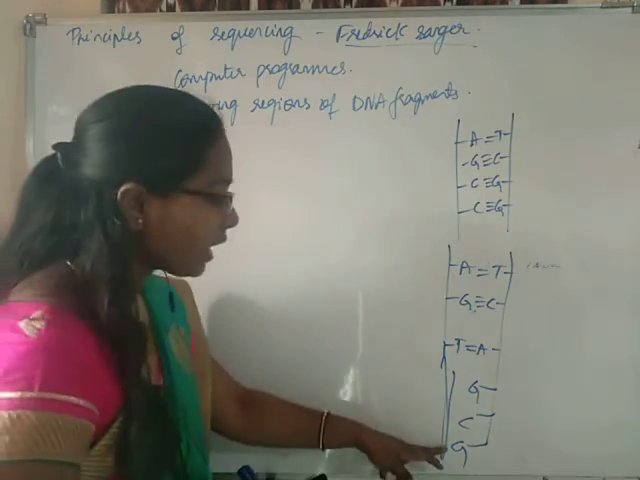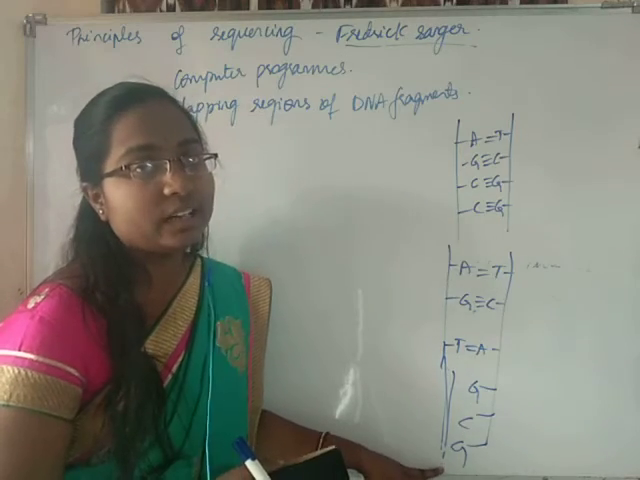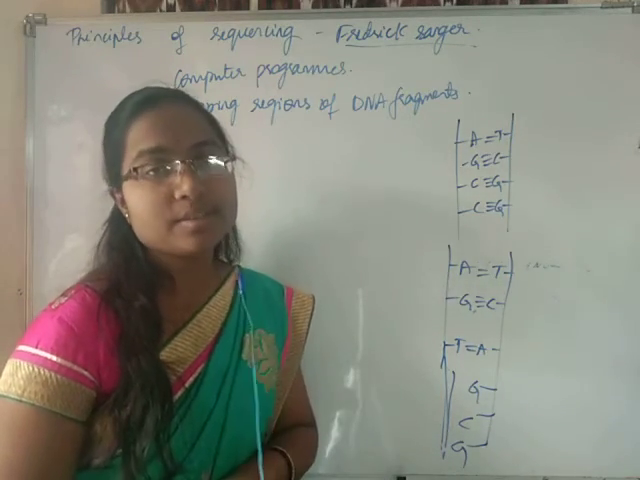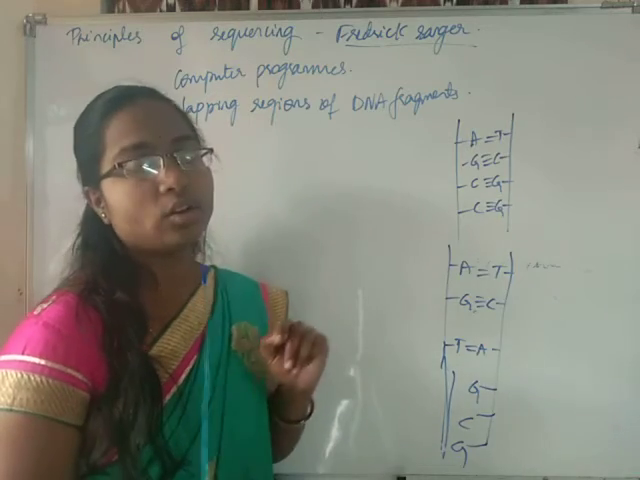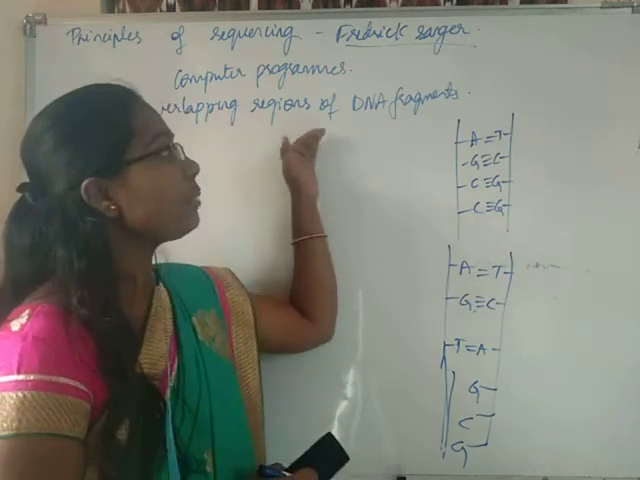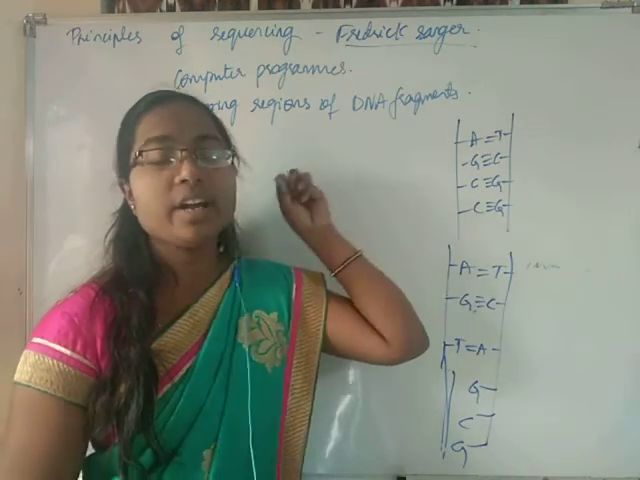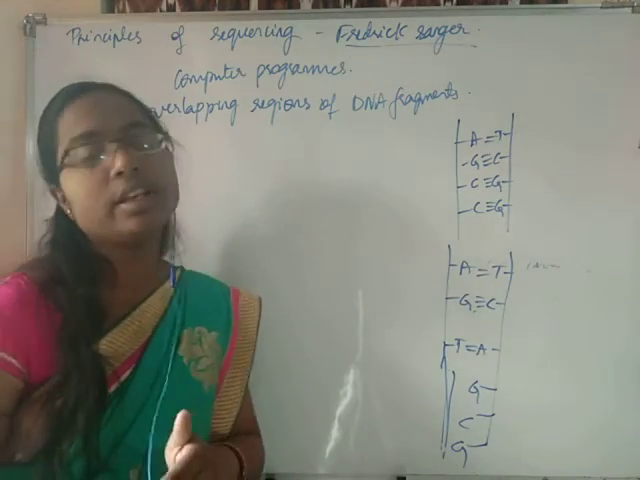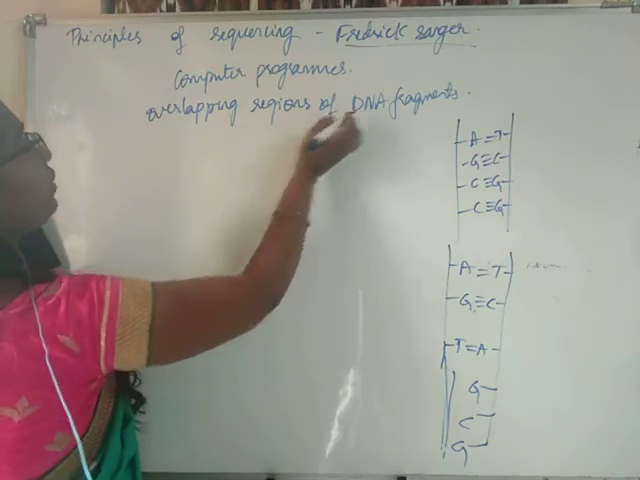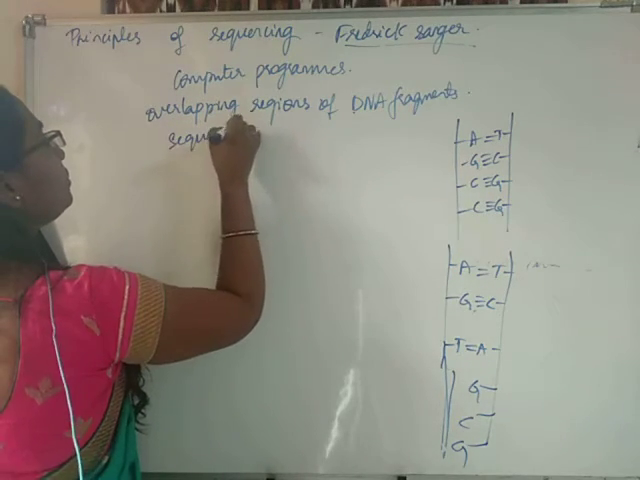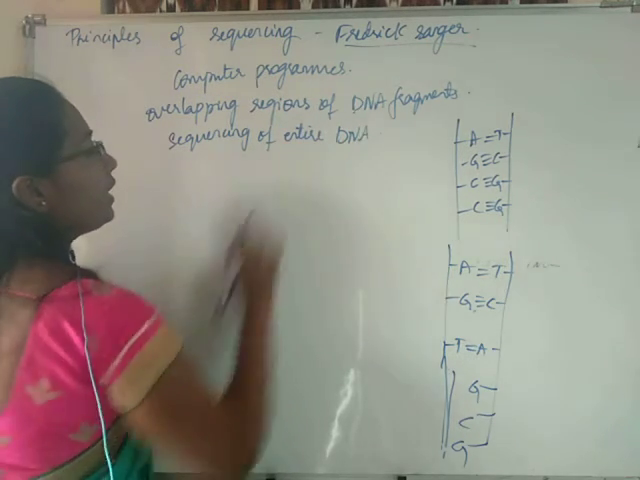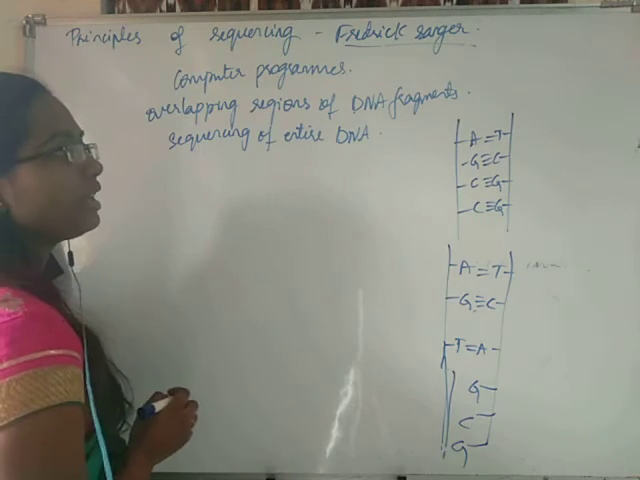The overlapping regions are there, and to identify in which sequence they should be and how they should be arranged, there were some computer programs developed by Frederick Sanger. Based on those computer programs, the overlapping DNA fragments have been identified. According to it, the entire length of the DNA fragments can be sequenced. In that way overlapping regions were identified and then sequencing was done. Sequencing of the entire DNA could be done in that way.